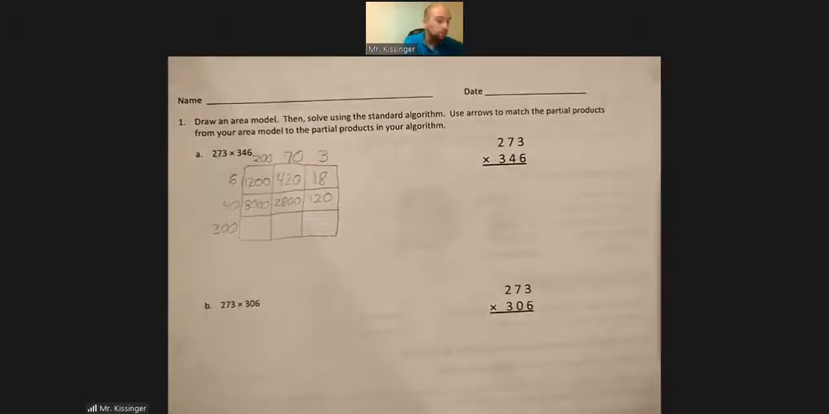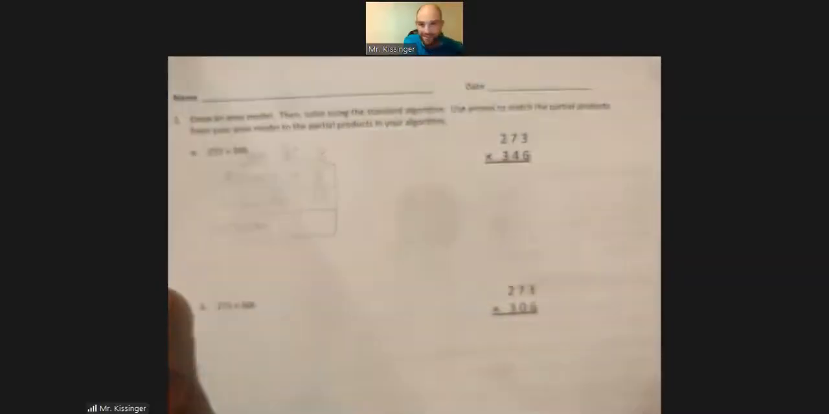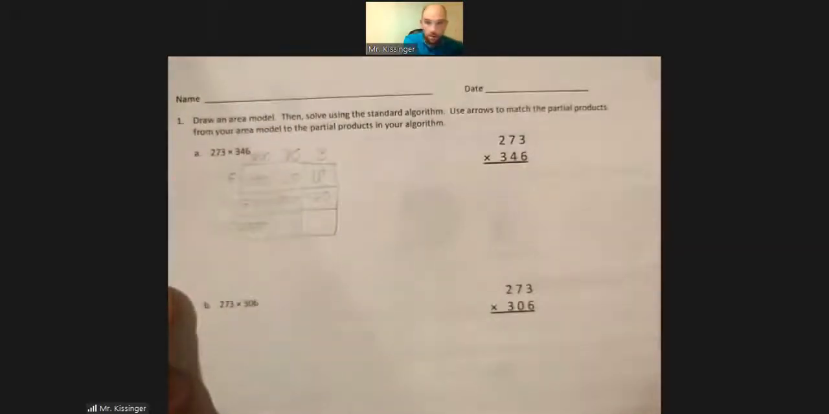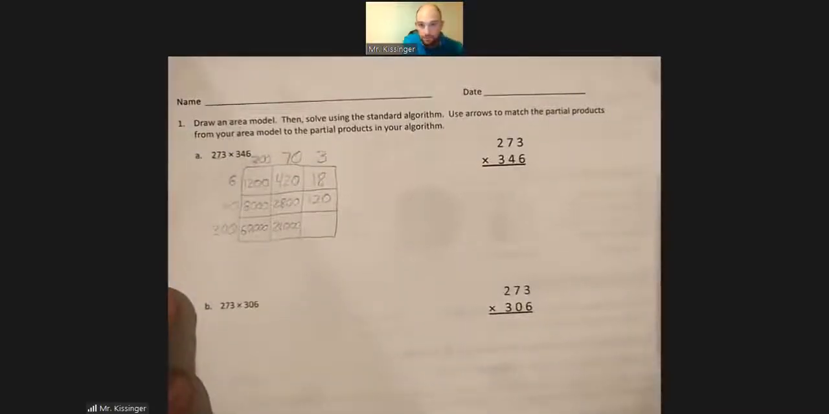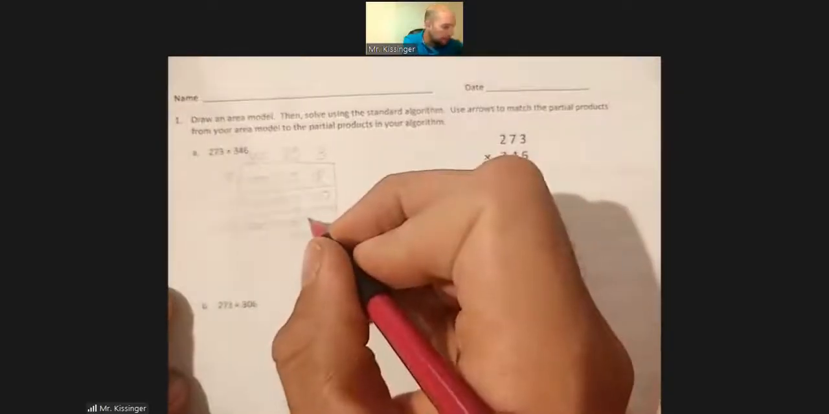In our last row, we have 300 times 200. 3 times 2 is 6. We have to add 4 zeros. That gives us 60,000. Then we have 300 times 70. 3 times 7 is 21. We have 3 zeros. Gives us 21,000. And then we have 300 times 3, which is 900.